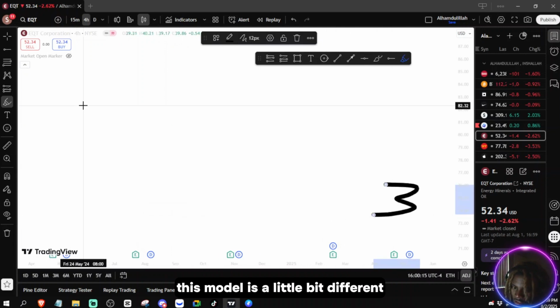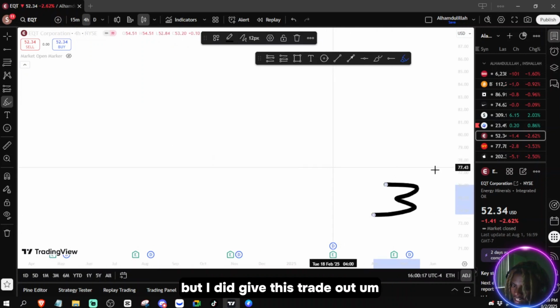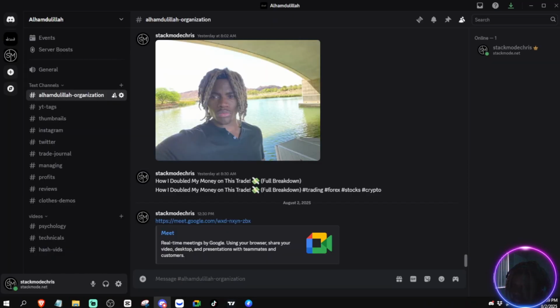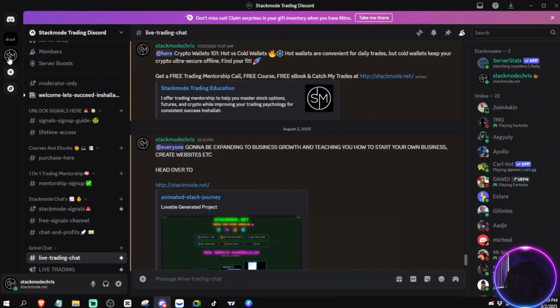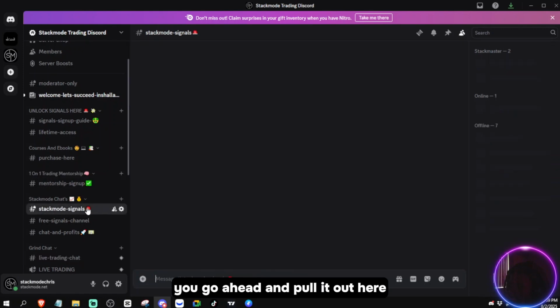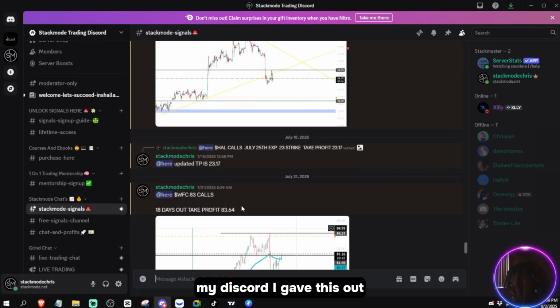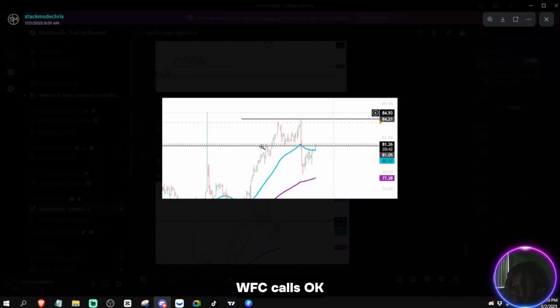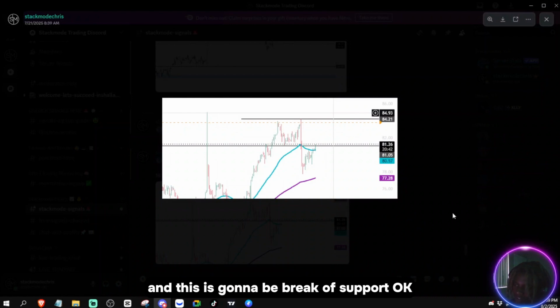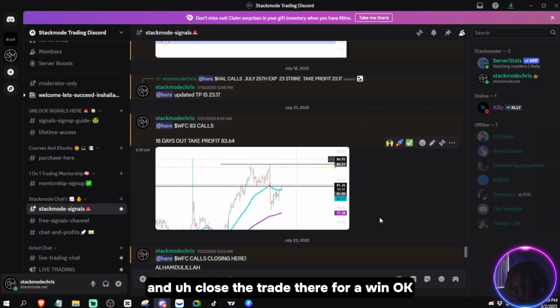This model is a little bit different, but I did give this trade out in my Discord. Let me pull it out here. In my Discord, I gave this out. WFC calls. And this is going to be break of support, and close the trade there for a win.